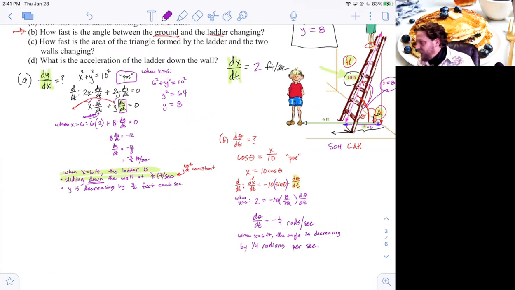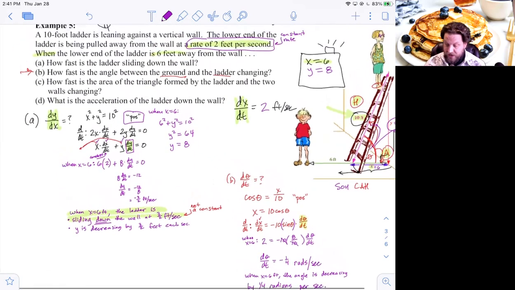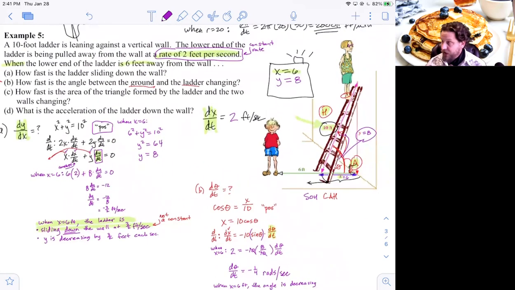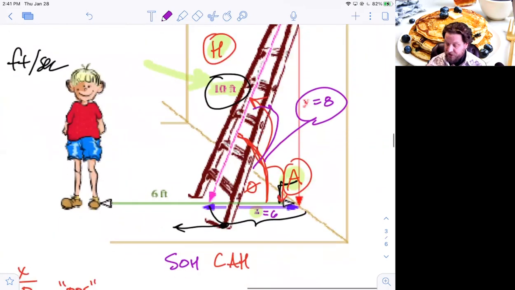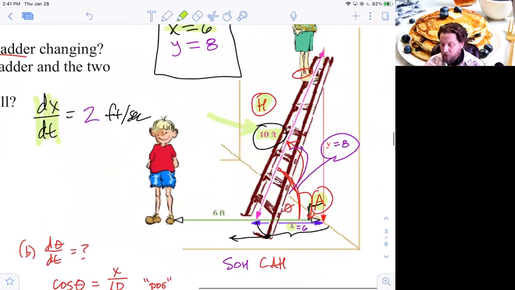That's got to be about all we can talk about in this scenario. But wait, there's more. Part C: How fast is the area of the triangle formed by the ladder and the two walls changing? I was hoping they were going to ask me about the area of this triangle. Now, let's think about that for a second. If the base of the ladder were flush up against the wall, there is no area, right? Because it's 0. As I start pulling it away, I actually create a triangle, so the area is increasing.